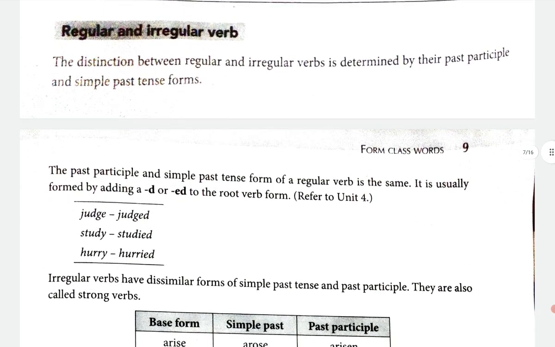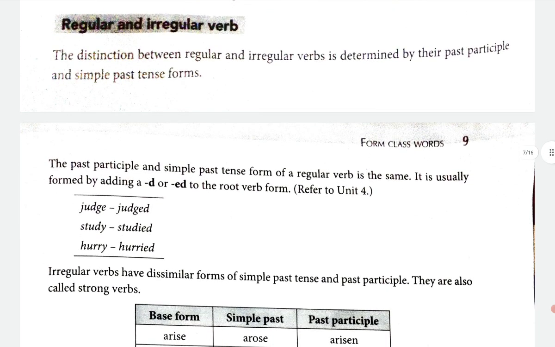Now coming to the regular and irregular verb. Let us look into what regular and irregular verb is. The distinction between regular and irregular verbs is determined by their past participle and simple past tense forms. So it is also decided by the tense forms that are being used in the sentence.